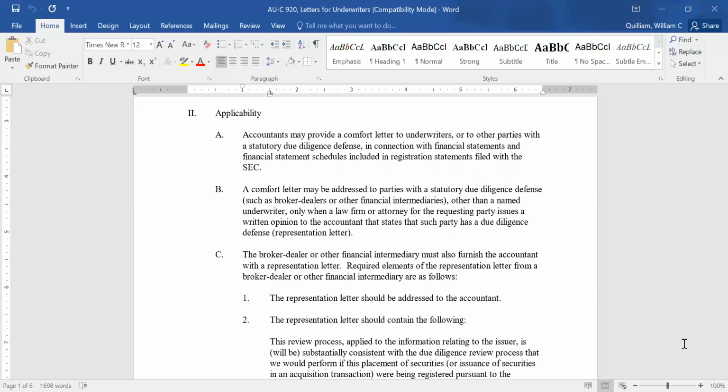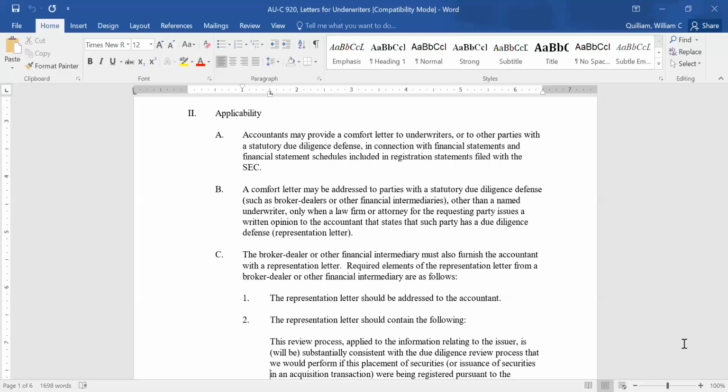A comfort letter may be addressed to parties with a statutory due diligence defense, like a broker-dealer, which is the next step under an underwriter. They also buy and sell securities, but from an underwriter, or other financial intermediaries, like an institutional investor or a mutual fund. So other than a named underwriter, we can only do this when a law firm or attorney for the requesting party issues a written opinion to the accountant that states that such a party has a due diligence defense. This is called a representation letter.